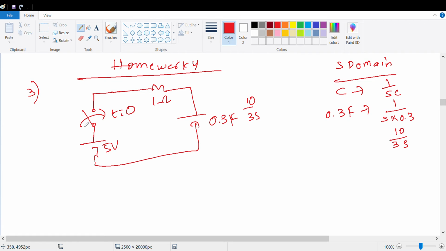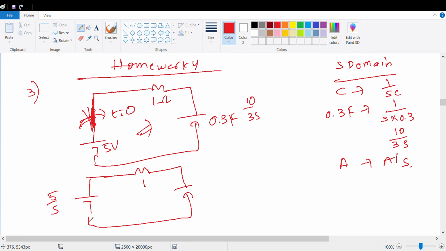Now, when the switch is closed and the circuit connects, we have to convert the source into the S domain. It will become 5 by S. In the S domain, a constant becomes constant by S. So it is 5 by S, the resistor is 1, and the capacitor, 1 by SC, is 10 by 3S.